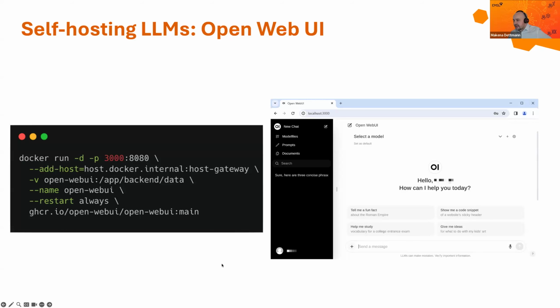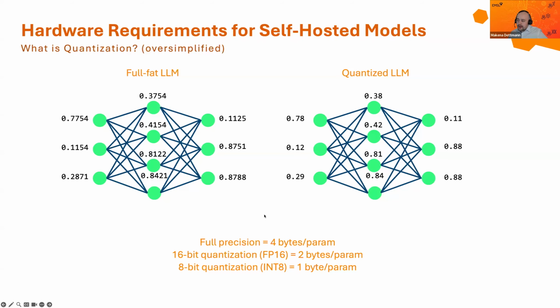Okay, the next thing I want to discuss is hardware requirements. So now you know how to get a model onto your machine, but which models can you actually host with some decent performance? One technique that you can take advantage of is a technique called quantization. And this is sort of an oversimplified look at how that works. Here we've got a representation of a full fat large language model, which means it's got full precision weights and biases.